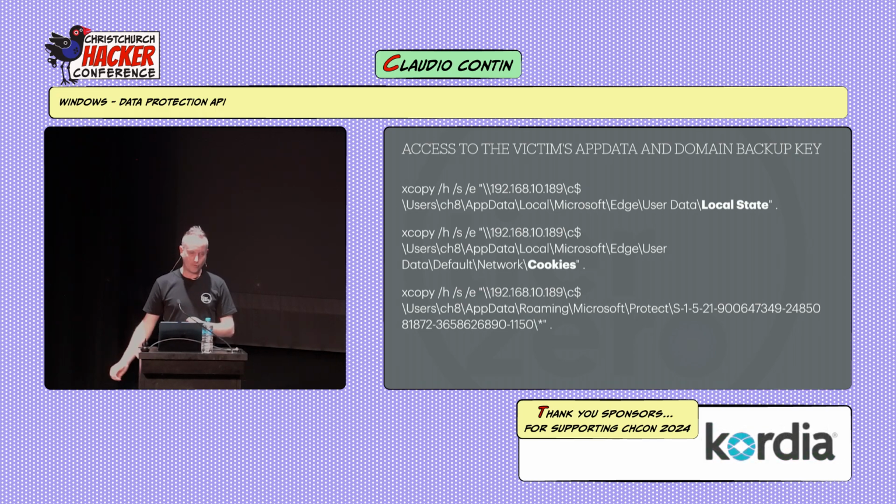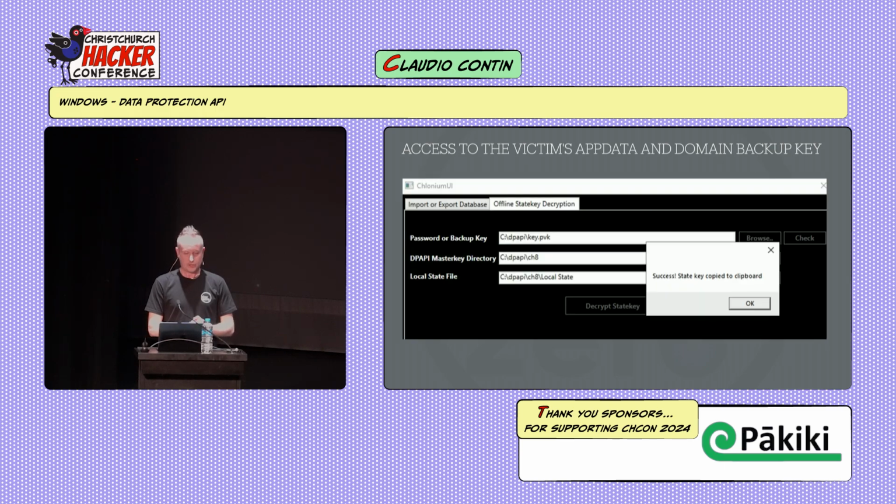I would copy over the actual cookies, which are encrypted with the state key, and I would copy over to my own controlled host the master key of the user. So let's pretend the user is a domain user and I compromised the domain. I have the private key of the domain controller. What I could have done easily is point to the folder containing the user master keys, the file of the private key of the domain controller, and the Local State file of the victim.